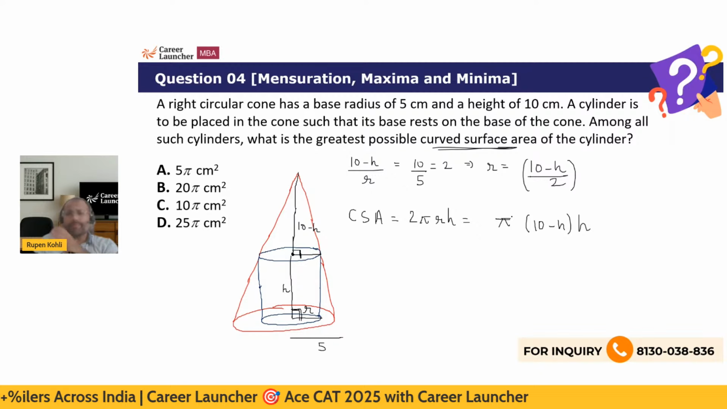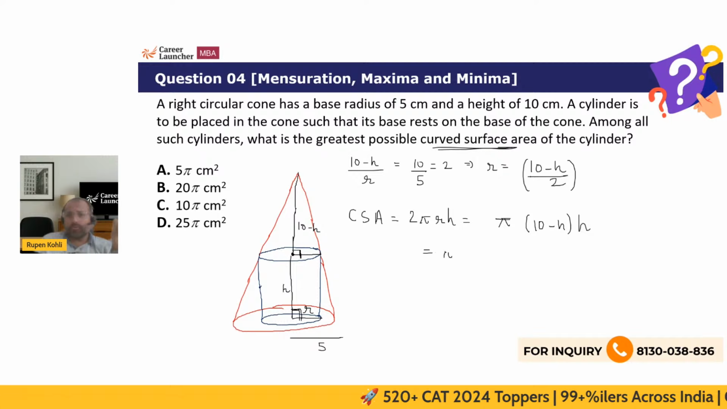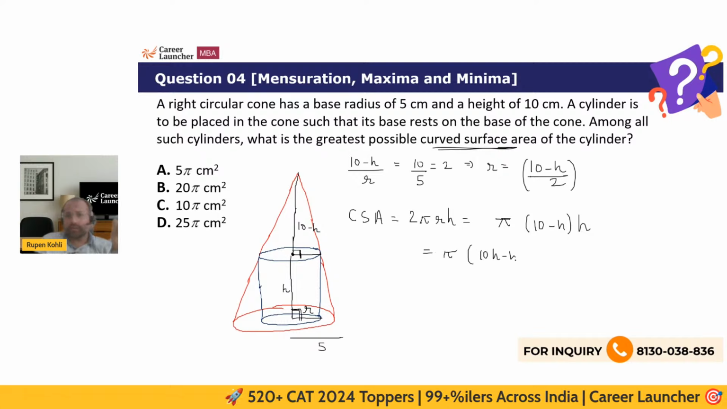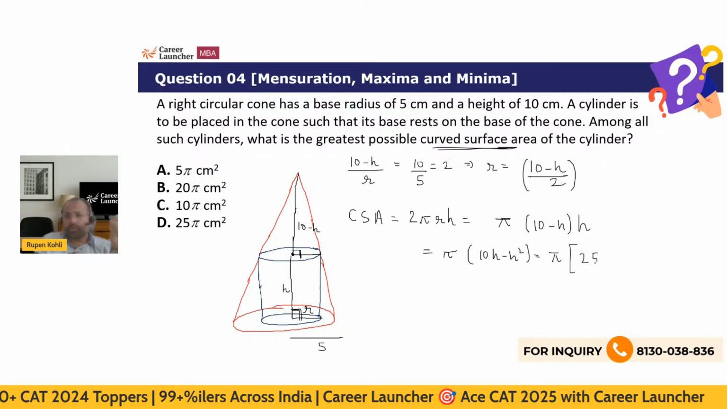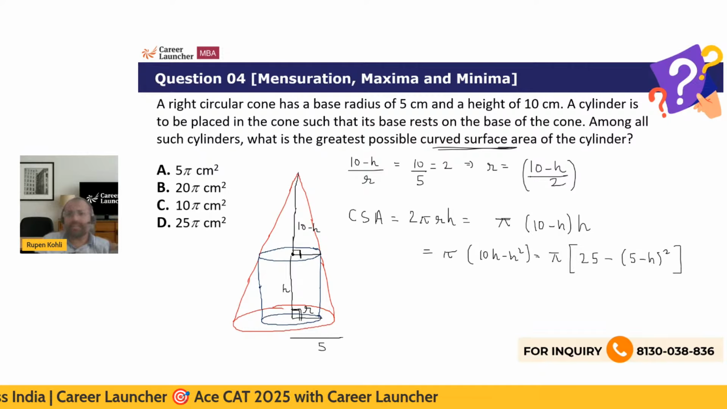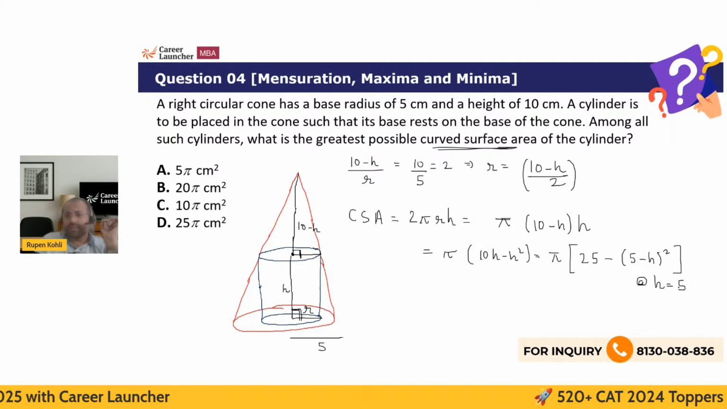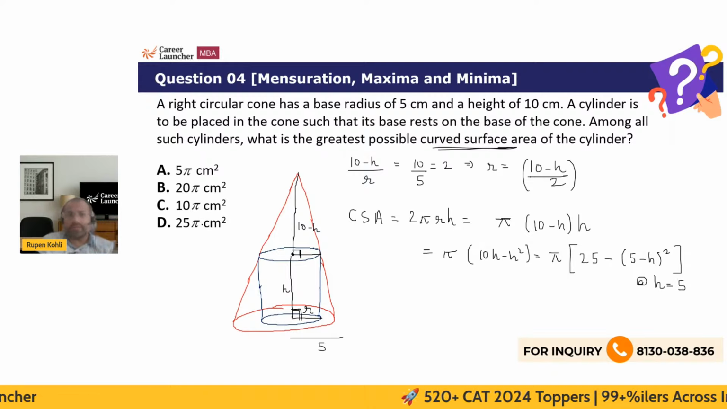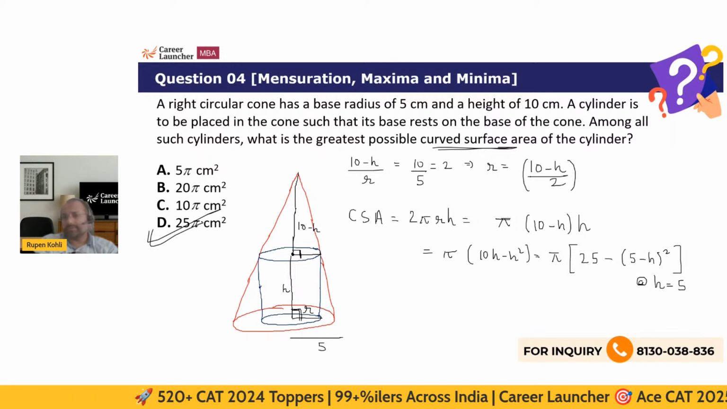So now it's a very simple quadratic maximization, 10h minus h square, right? That is your curved surface area, which you have to maximize. So this is pi into (10h minus h square). Completion of squares gives us pi into (25 minus (5 minus h) whole square), right? So when h equals 5, the maximum value is nothing but 25 pi. That's your maximum curved surface area.